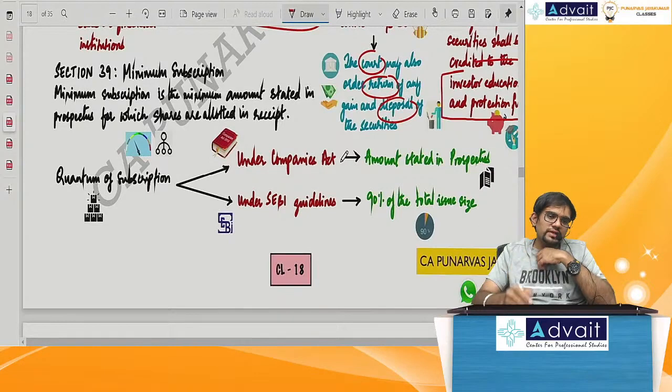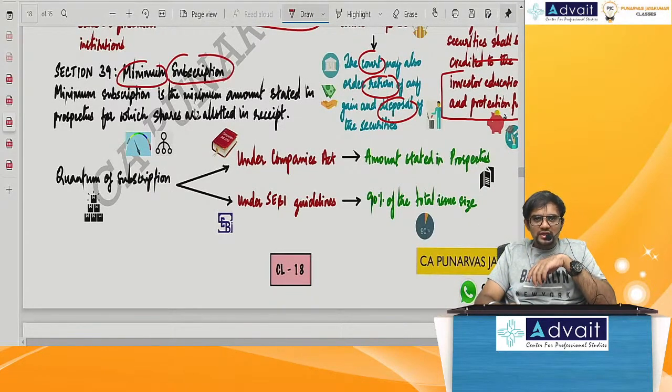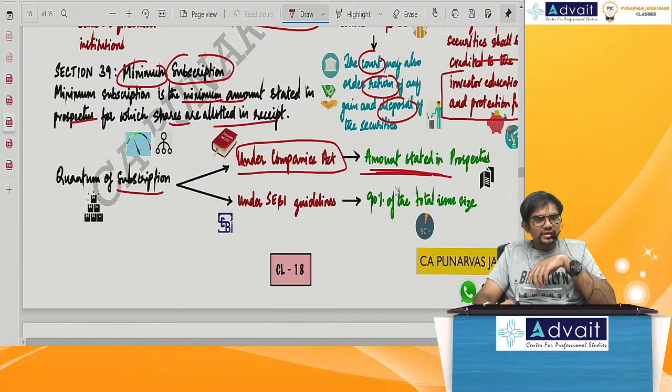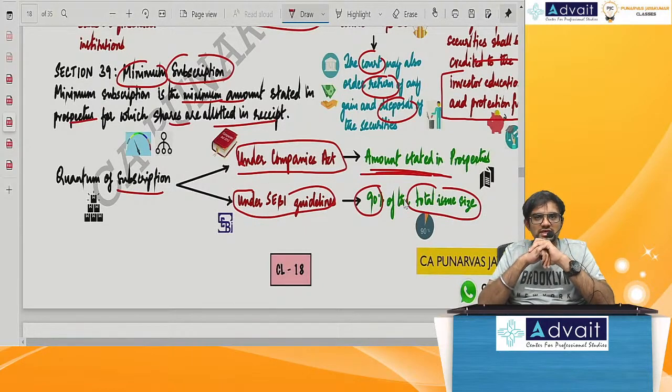Moving to 39, minimum subscription. What is the minimum subscription amount needed? Minimum subscription is the minimum amount stated in the prospectus for which shares are allotted. The quantum of subscription is very simple. Under the Companies Act, it should be the amount stated in the prospectus. Under SEBI guidelines, it should be minimum 90% of the total issue size. So under the Companies Act, it is whatever amount is stated in the prospectus, but as per SEBI, minimum 90% of the issue size must be there.